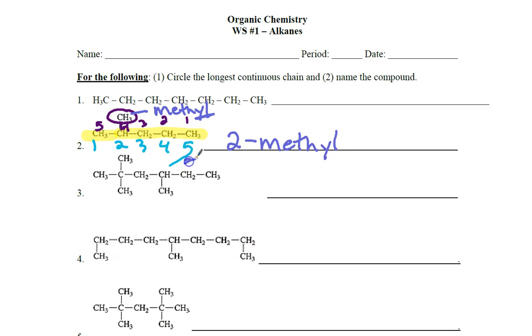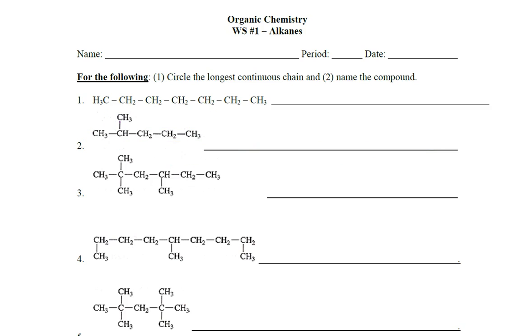And again, we said it was 5 carbons. 5 is pent, and all single bonds, ane. So 2-methylpentane. Let's look at the next one.